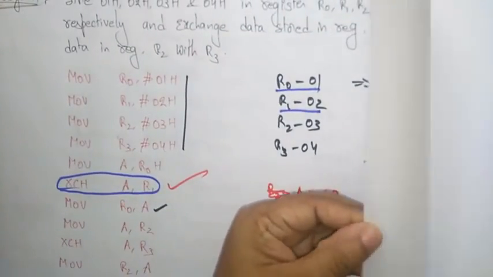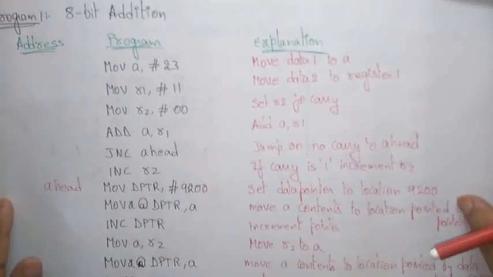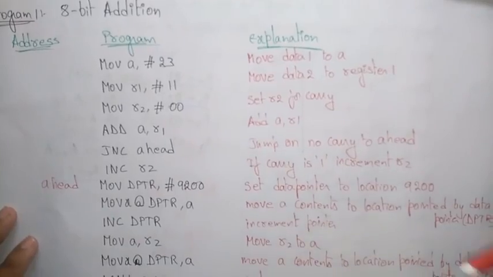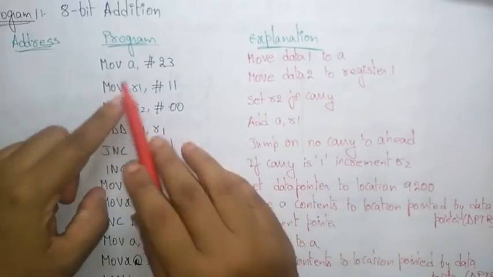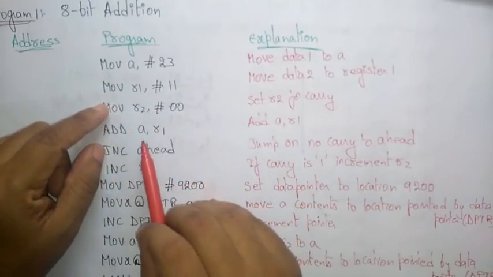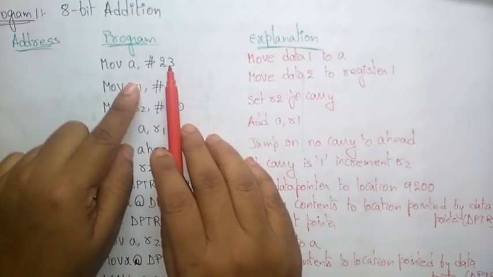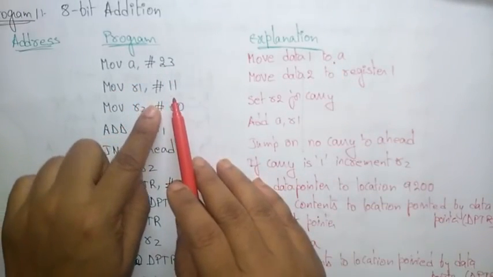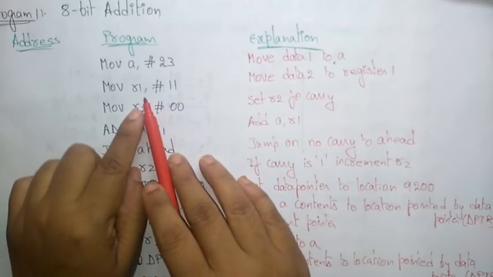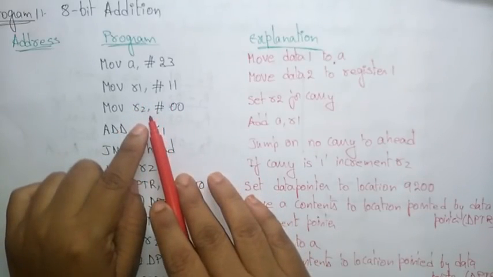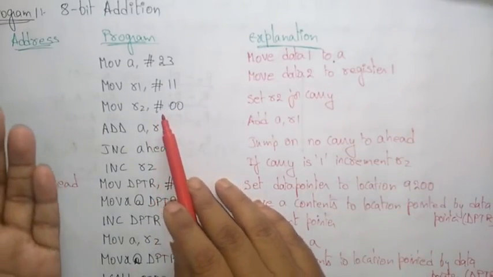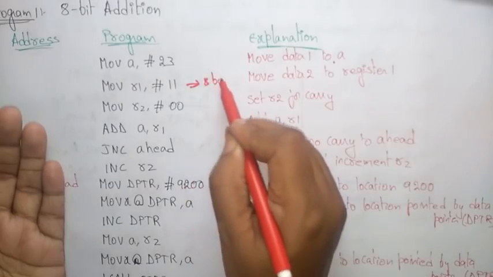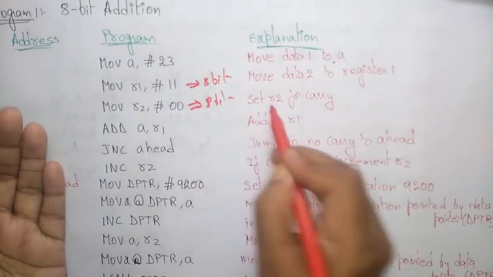And one more simple program. That is just adding numbers. It's an 8-bit addition. MOV A, #23. Here I'm taking some registers. A is the accumulator, and R1 and R2 are temporary registers I'm taking. So data 1 is moved to the accumulator, and then let's take data 2, that is 11, moving to the R1 register. Here I'm using R2 because I'm taking one more 8-bit register to hold the carry.